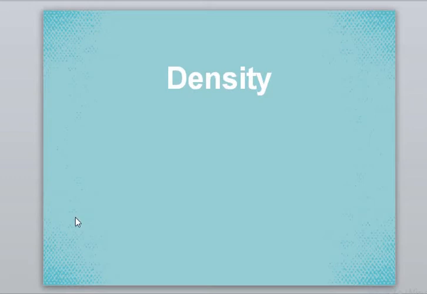Last time we covered the three states of matter: solid, liquid, and gas. Today we will take all the measurements for them and see how to measure solids, liquids, and gases. The first property is density. Today we will learn what density is and how to measure it.